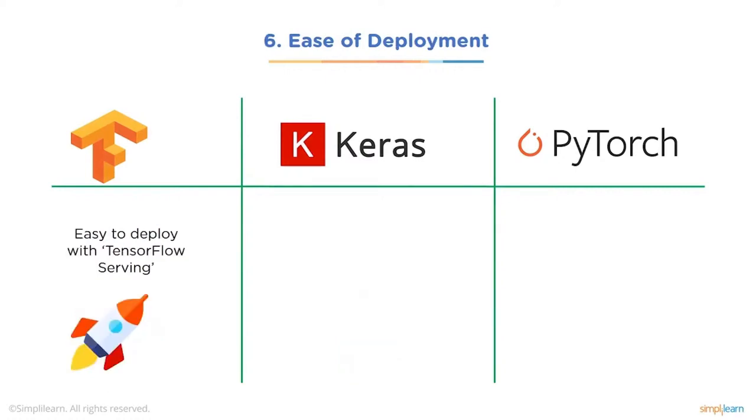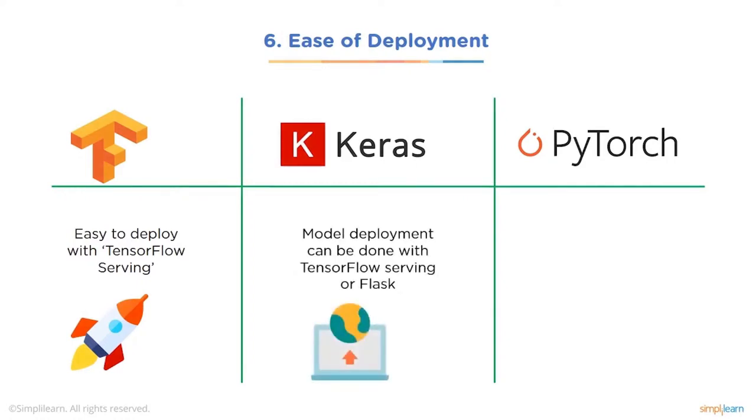Ease of deployment. TensorFlow is very easy to deploy as it uses TensorFlow Serving. TensorFlow Serving is a flexible, high-performance serving system for machine learning models designed for production environments. TensorFlow Serving makes it easy to deploy new algorithms and experiments while keeping the same server architecture and APIs. It provides out-of-the-box integration with TensorFlow models but can be easily extended to serve other types of models and data. In Keras, model deployment can be done with either TensorFlow Serving or Flask, which makes it relatively easy but not as easy as it would be with TensorFlow and PyTorch.